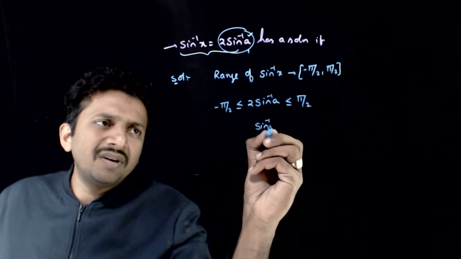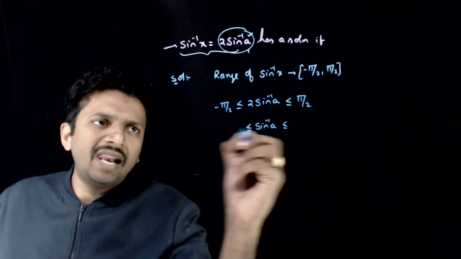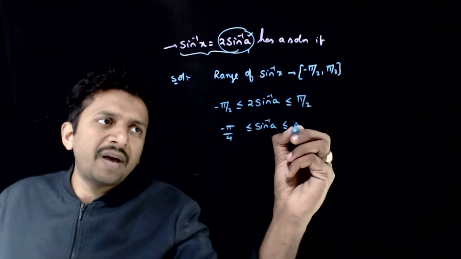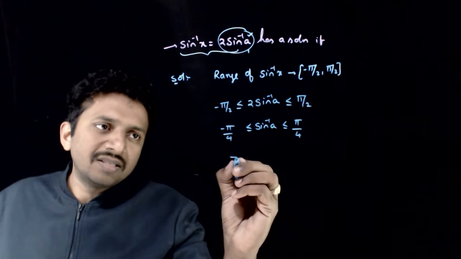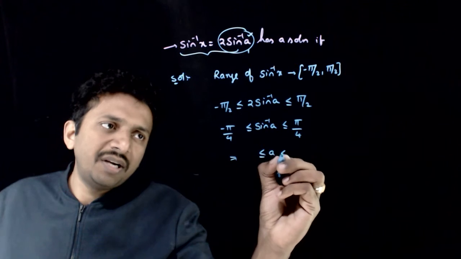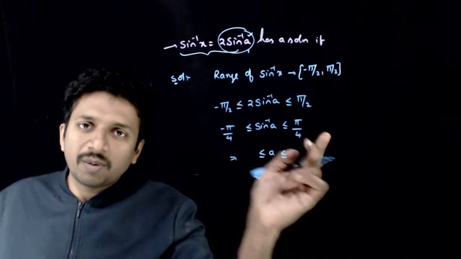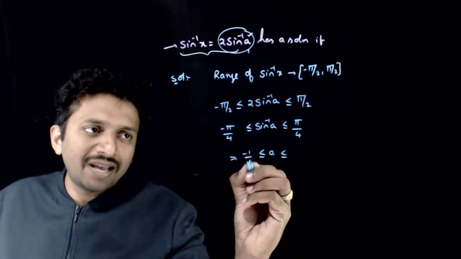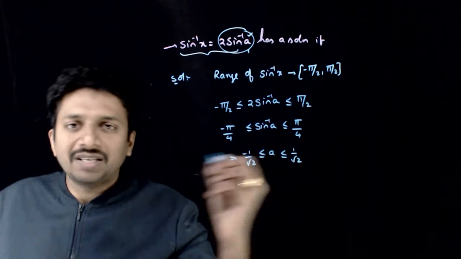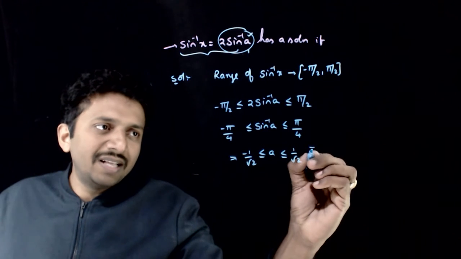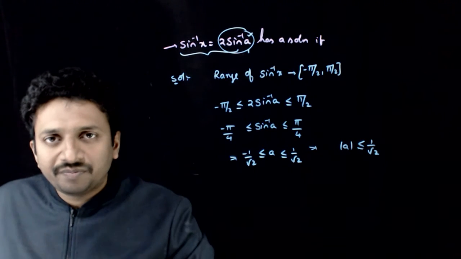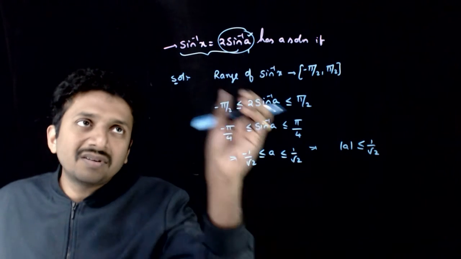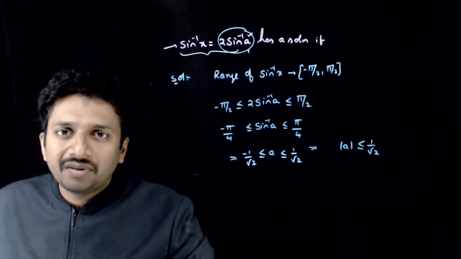So sine inverse of a lies between minus pi by 4 and plus pi by 4. This implies a has to lie between sine of minus pi by 4 to sine of plus pi by 4, that is minus 1 by root 2 to plus 1 by root 2. That means effectively mod a has to be less than or equal to 1 by root 2. So if this happens, this equation will have a solution. Thank you.